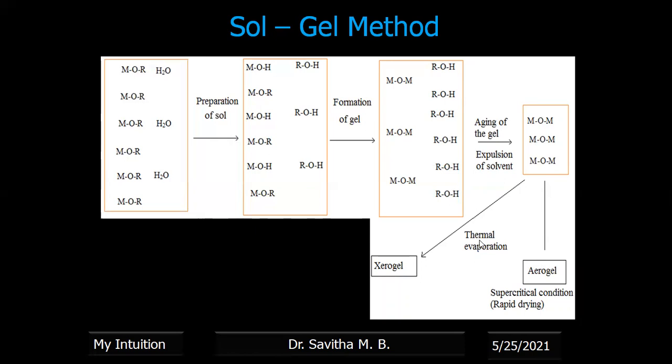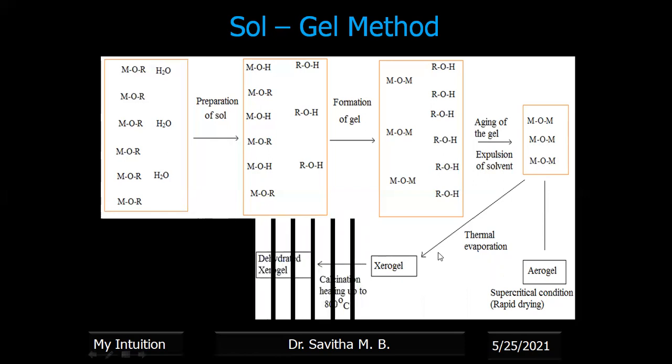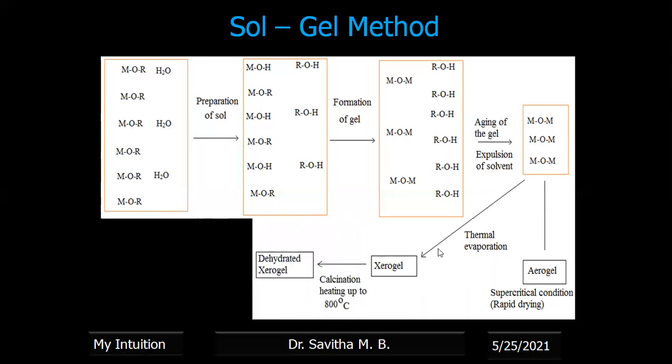Next is thermal evaporation. Thermal evaporation is also heating only, but step-by-step heating. The product of this method is called xerogel. You take the gel and keep it in the muffle furnace, and step by step you heat it.